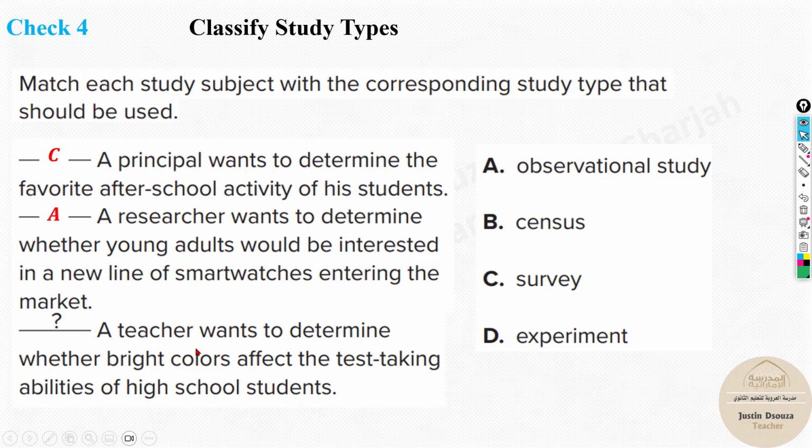And the last one, a teacher wants to determine whether bright colors affect the test taking ability of high school students. Okay, this is important. In the sense, there are some students who have been exposed to bright color when they are doing a test and some are not. Or, there's some change during the normal procedure. When you're doing a test, there is some change, that is, bright color has been added. So this would mean it is an experiment, right? Why? Because there is some alteration. See, these words would easily tell you what it is. That's an experiment.